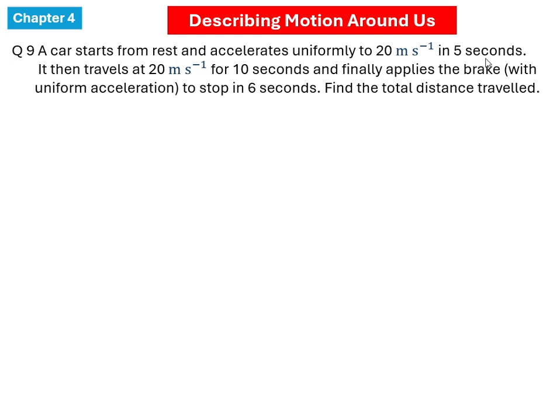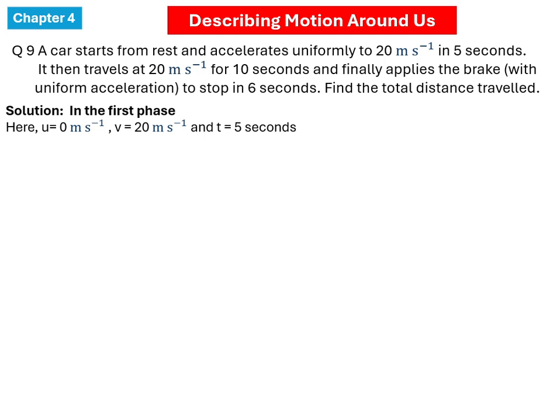Okay, so from this first sentence it is clear the initial velocity of the car is 0 meter per second. And the final velocity of the car is 20 meter per second. After how much time? 5 seconds. So here we have u, v and t.